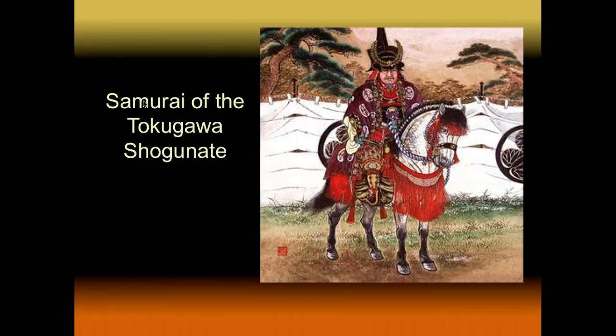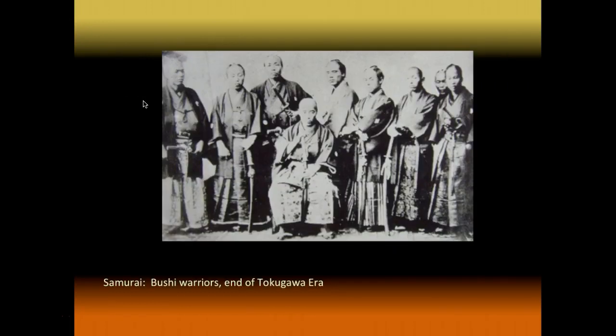This is a drawing, but you can still tell the very elaborate and colorful uniforms that the samurai would wear, in addition to their horses, of course. And this is another photograph, and these are Bushi warriors at the end of the Tokugawa era.